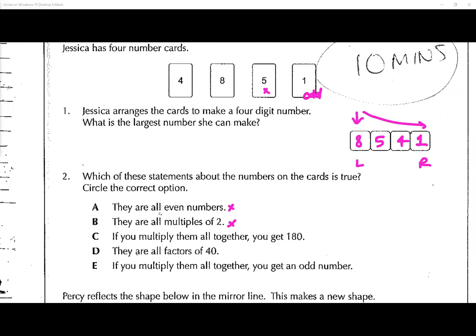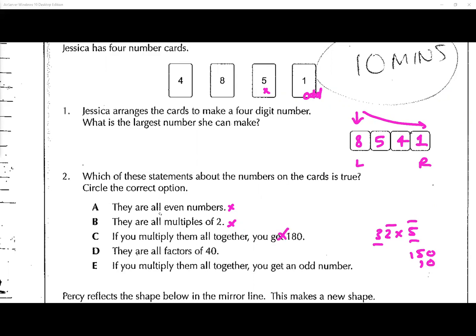So 4 times 8 will give you 32. 32 times 5 times 1. Well, 32 times 5, and that will give you 30 times 5 is 150. And then 2 times 5 will give you another 10. It definitely won't give you 180, it'll give you 160.